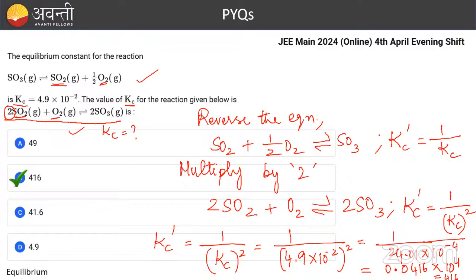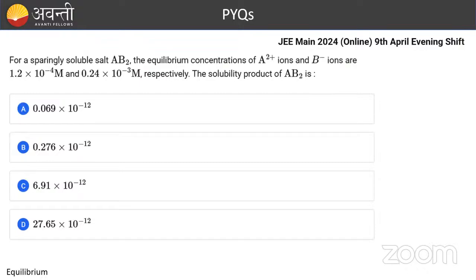And again, it is from JEE Mains 2024. For a sparingly soluble salt AB2, the equilibrium concentrations of A2+ ions and B minus ions are given. The solubility product of AB2 is... So this is a question from the ionic equilibrium part, from the solubility product topic. Solubility product is the last topic of this lesson. We are asked to find the solubility product, denoted by the symbol Ksp, for the salt AB2.